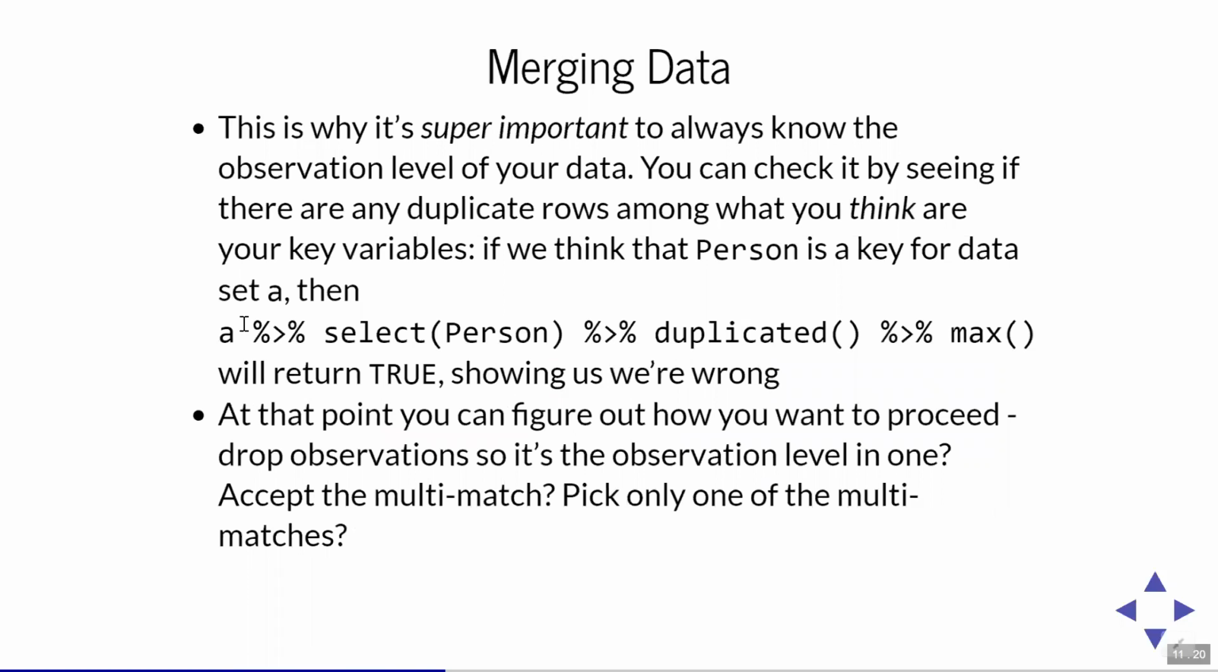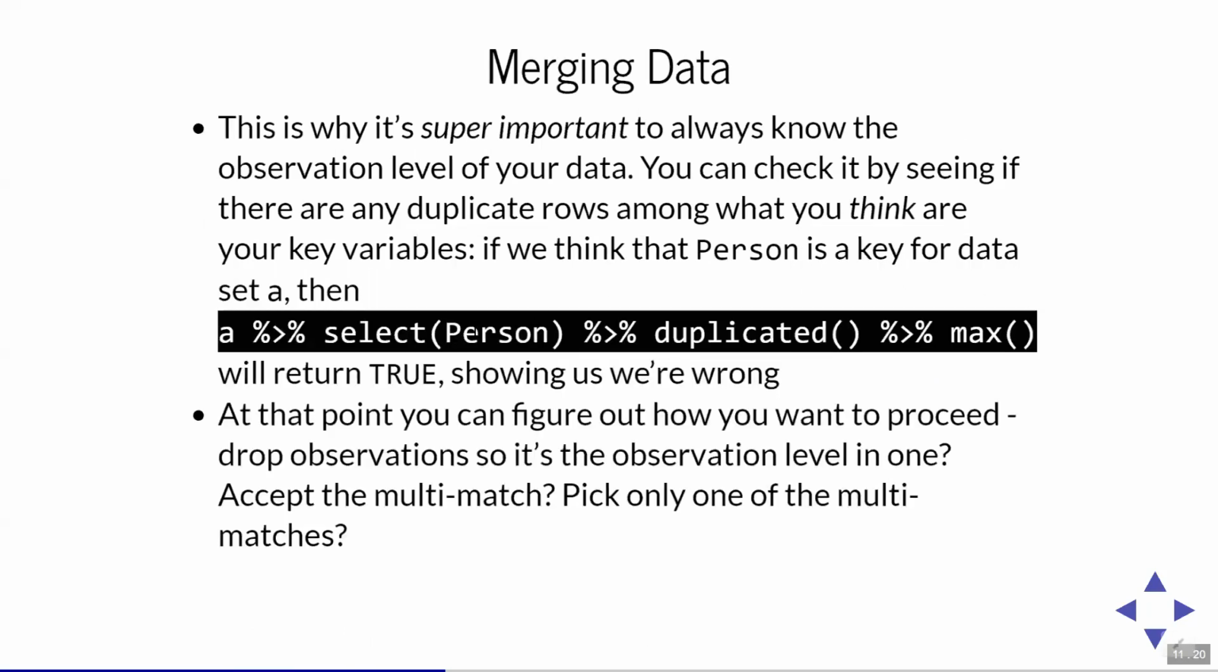There are ways you can check whether your key variables are what you think they are. We just start with our data set. We select what we think our key variables are. We check if there's any duplications. What duplicated will give us is a set of indicators of whether a particular observation is duplicated. And then the max will tell us whether anything is duplicated. So if you run this on your data set and what you think your key variables are, it will tell you true if there are duplicates and false if there are not. So then if there are duplicates, you can figure out how you want to proceed.